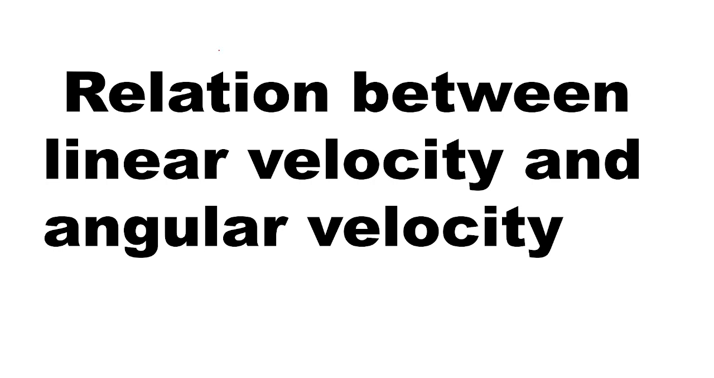In this video we are going to discuss the relation between linear velocity and angular velocity. Okay, so first of all we have to understand what linear velocity and angular velocity are. Linear velocity depends upon the motion, and the kind of motion in which the particle is moving decides what kind of velocity there will be. It will be linear velocity or angular velocity.